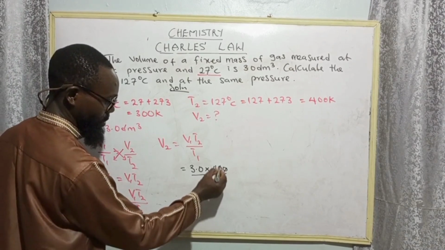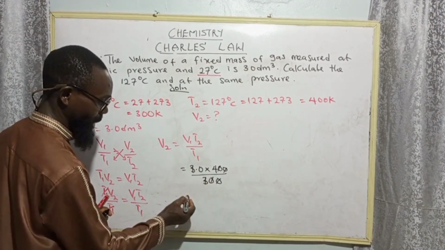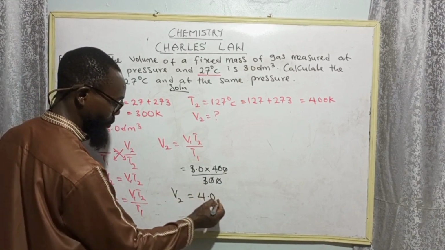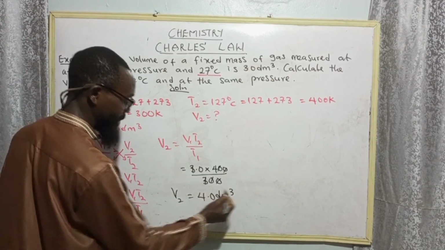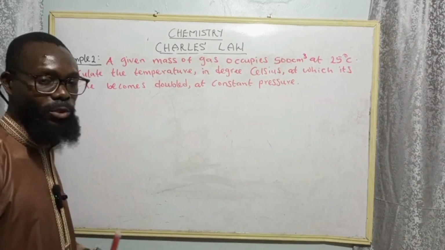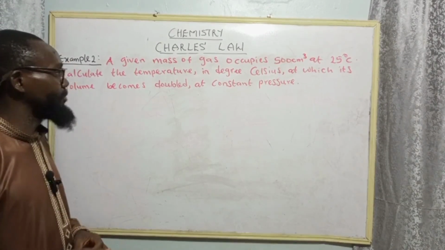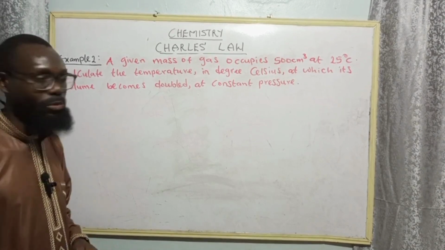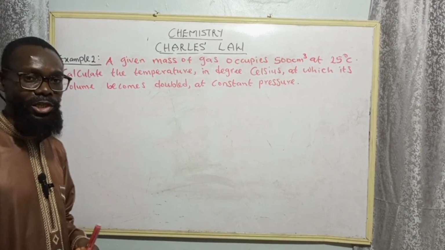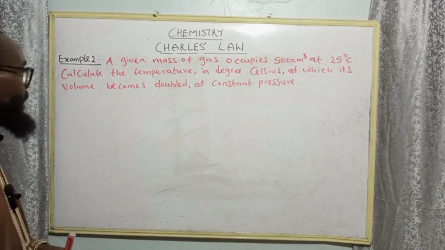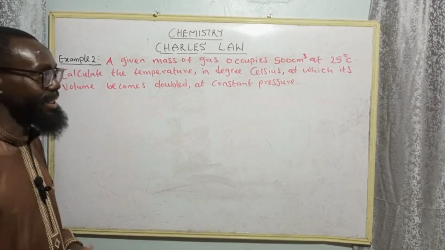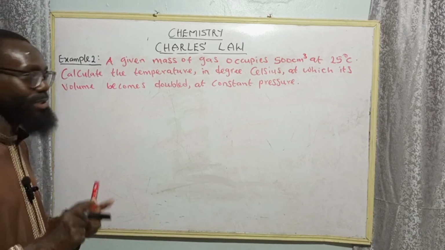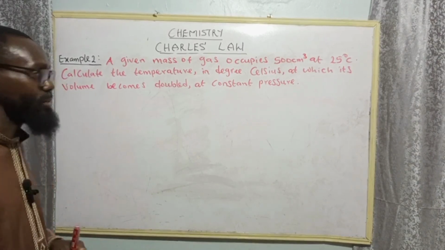So 3 goes in 3. So I have V2 to be equal to 4.0 decimeter cube. Example 2. A given mass of gas occupies 500 centimeter cube at 25 degrees Celsius. Calculate the temperature in degrees Celsius at which its volume becomes doubled at constant pressure.